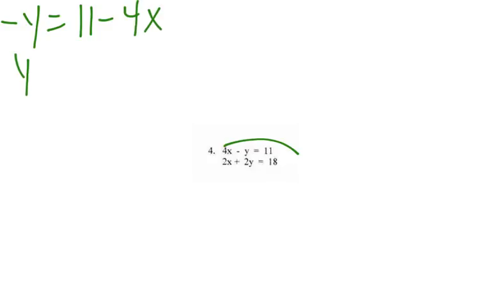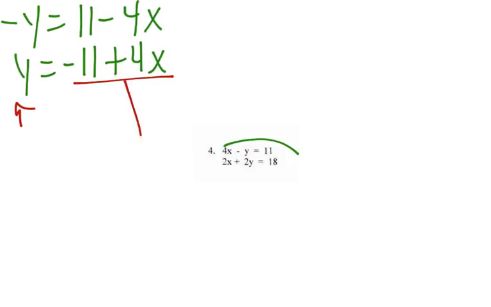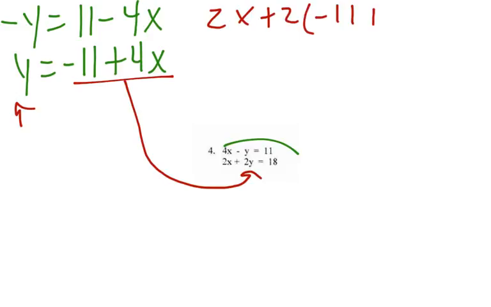I would get my y by itself, so I'm going to start by moving that 4x. Negative y is equal to 11 minus 4x. You cannot have a negative, so y is equal to negative 11 plus 4x. Take this to the other equation and put it in for the y. So it's going to go over here. So 2x plus 2, open parentheses, negative 11 plus 4x, close parentheses, equals 18.